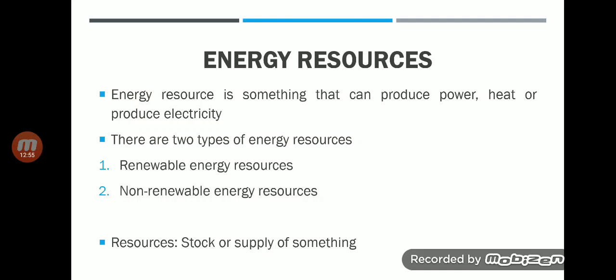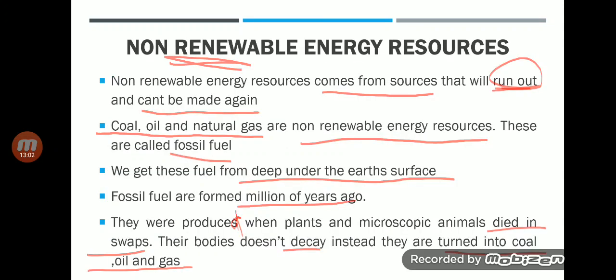And there are two types of energy resources: renewable energy resources and non-renewable energy resources. Non-renewable energy resources come from sources that will be finished and can't be made again. Coal, oil, and natural gas are non-renewable energy resources, and these are called fossil fuels. Why can't they be made again? Because it takes millions of years for non-renewable energy resources to be produced.